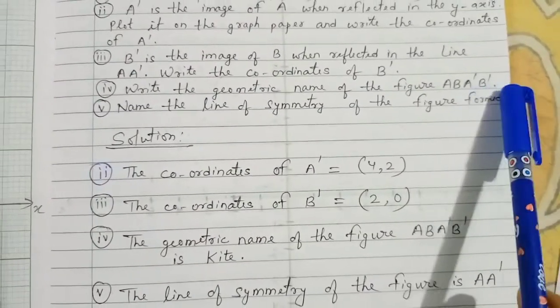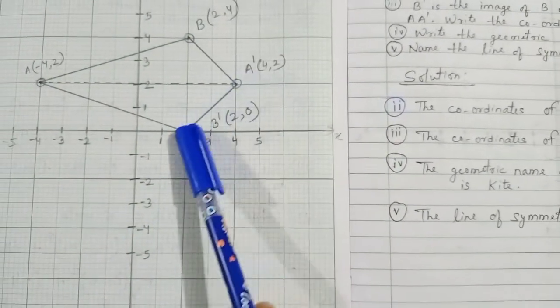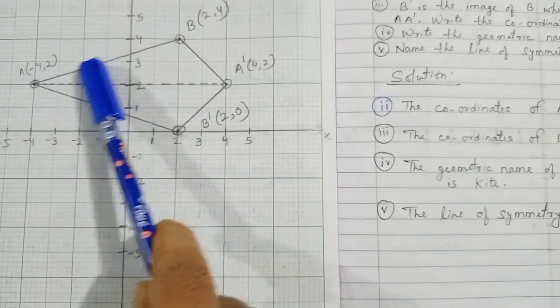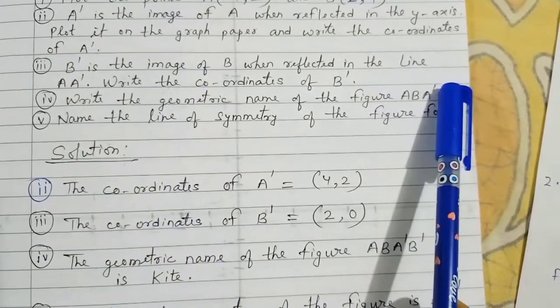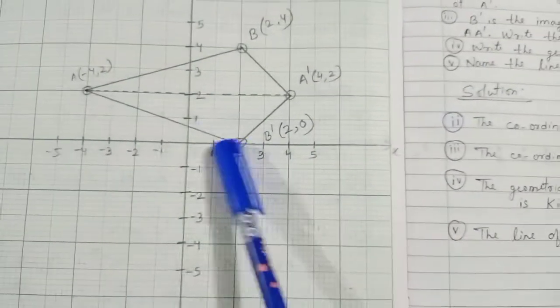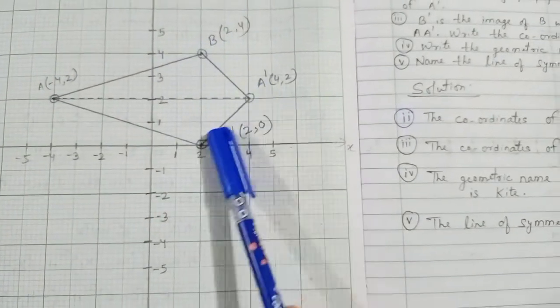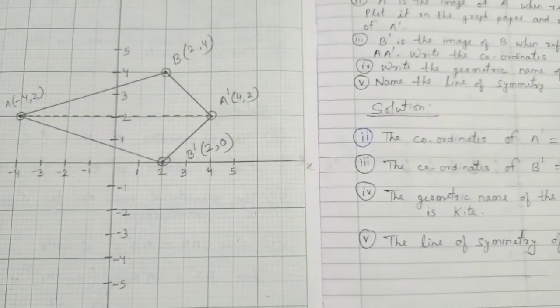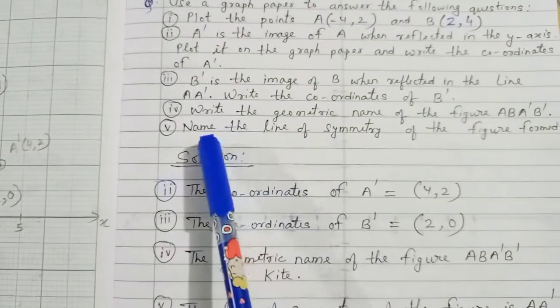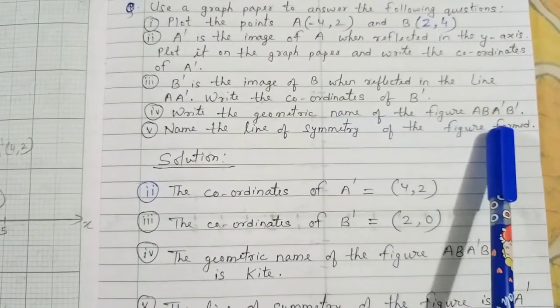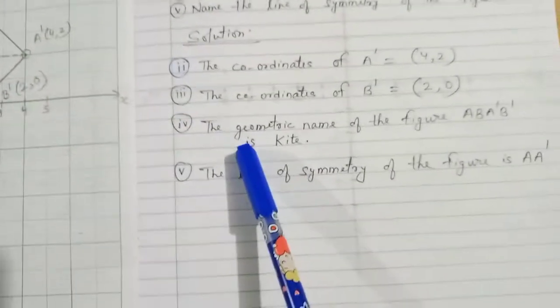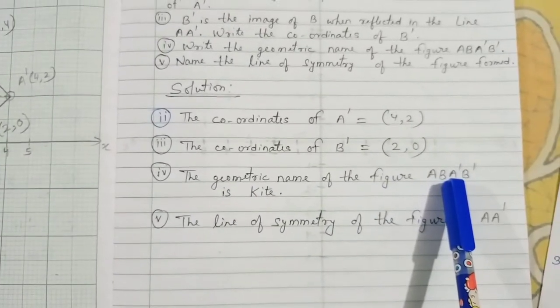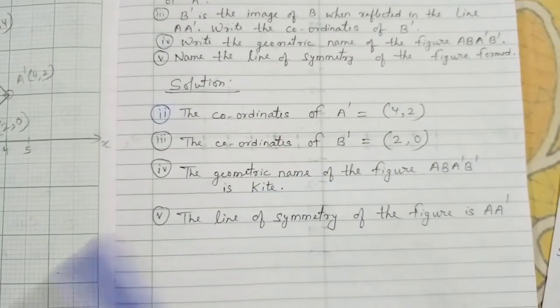Next, from A dash to B dash. So from A dash it will join here. It started from here, came here, now it is here. And the last one, you have to understand automatically, it will join from B dash to A, for last and first. So finally the lines have been joined and the geometrical figure has been formed. Now write the geometrical name of the figure. You can see it is just like a kite. So I wrote here the geometrical name of the figure A, B, A dash, B dash is kite.